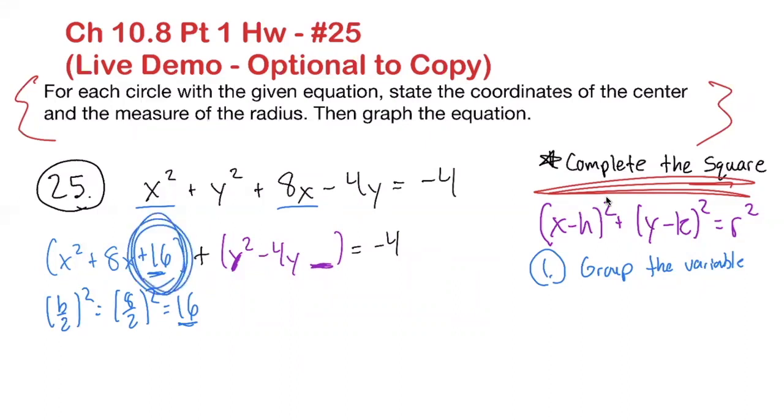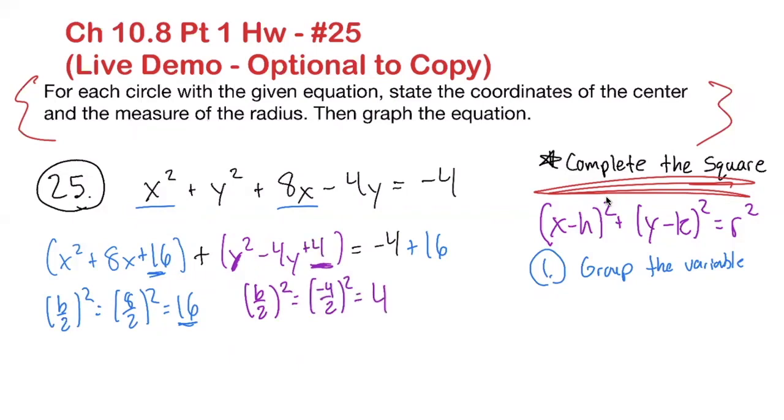And it's back to algebra: whatever you do to one side, you do to the other. I added 16 on the left side, so I need to add 16 on the right side. Same thing with the purple: b over 2 squared, in this case -4 over 2 squared, ends up being 4. Plus 4, and obviously add the plus 4 over here too.